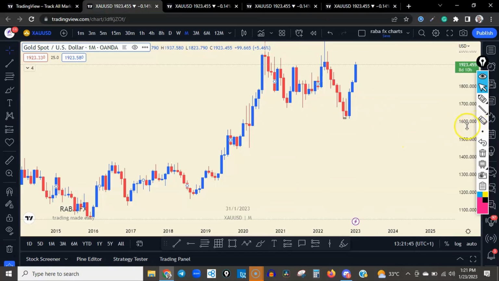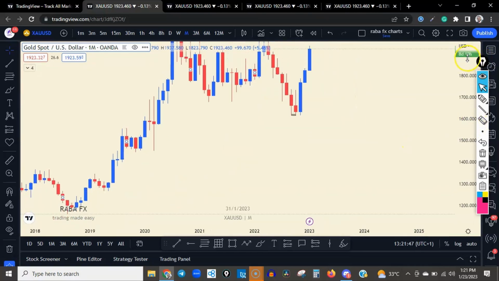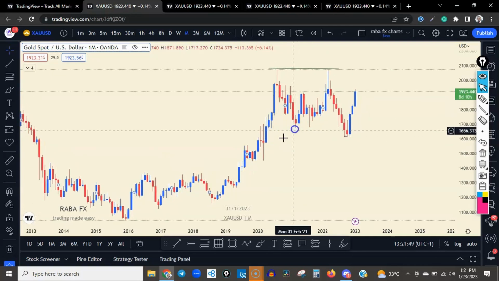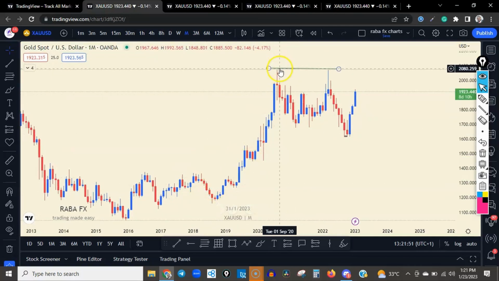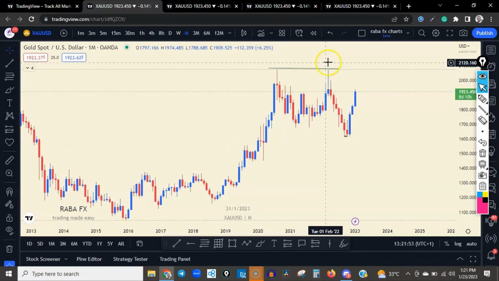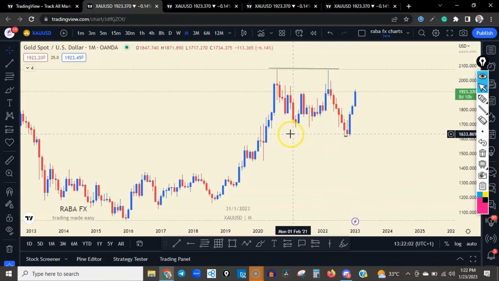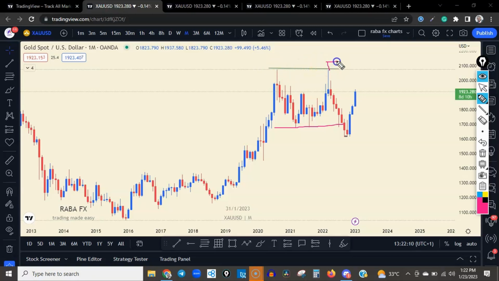Now looking at this here, if you look at the gold market, gold has been bullish for some time, then it came down here, pushed up, and failed to break this high. You see, price rejecting it. Then what happened? Price went down. This becomes liquidity. Okay, this becomes liquidity.